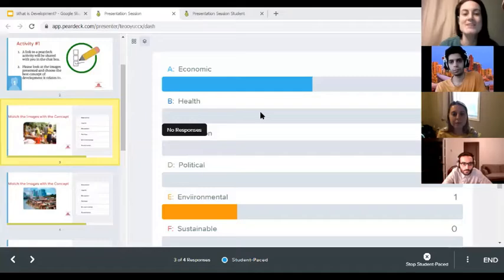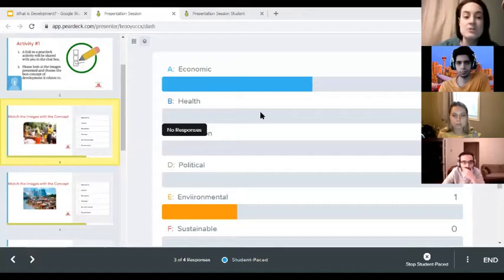Okay, I think everyone finished. So we're going to quickly look at the answers and discuss. Okay, so the first picture, people chose economic or environmental. Does anyone want to share why they chose economic? Like I said, there's multiple choices that are correct for these pictures, so it's okay.